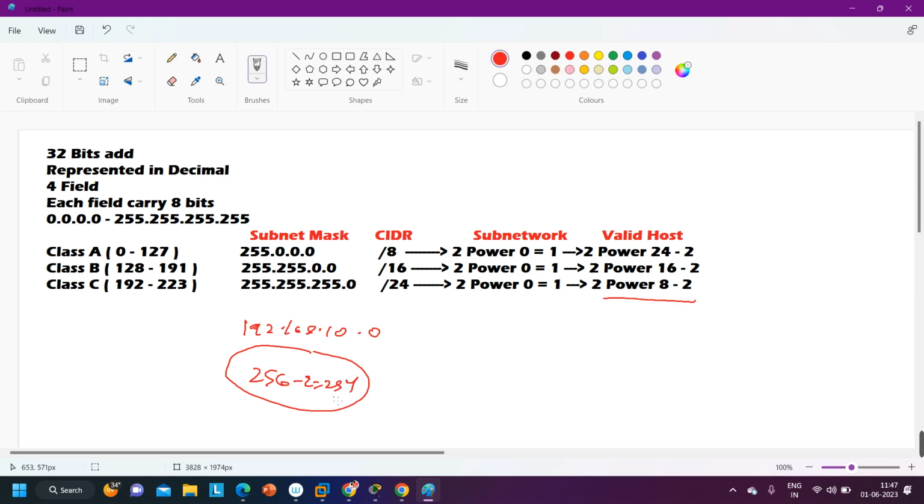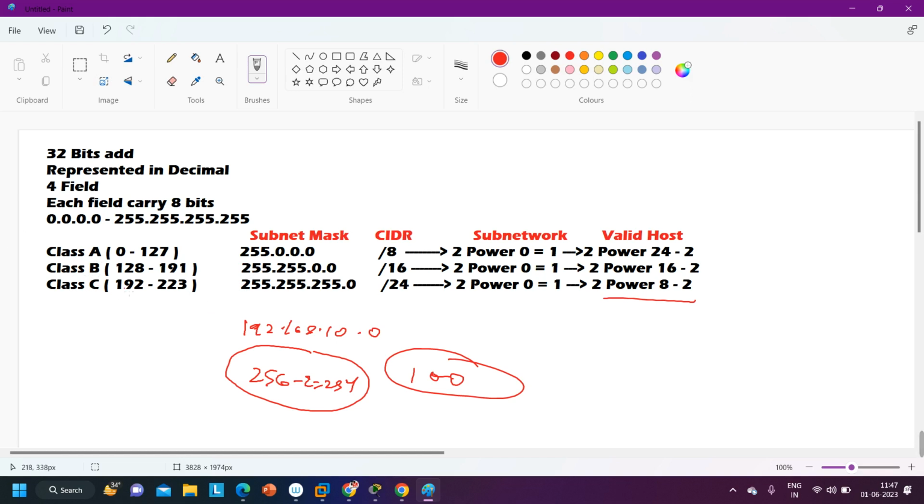Yes. This is the valid host. Now if I need a network where I need only 100 valid hosts, yes or no? So we cannot use any IP address from class C, class B or class A. Yes or no? We don't have an option.